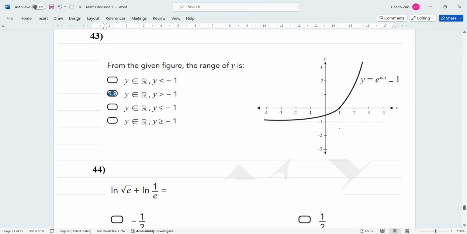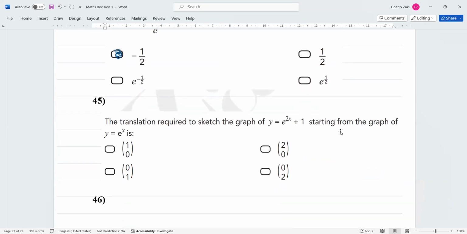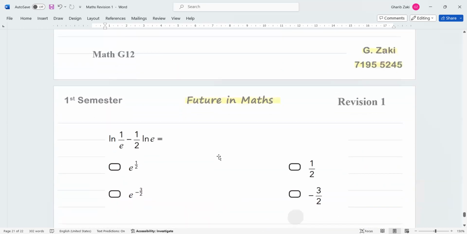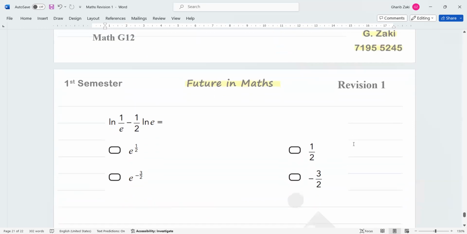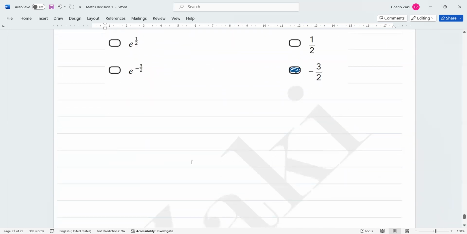And 44 here, the answer is minus half. Just to simplify, if you have any doubt, I can solve with you, or I can give you the answer on WhatsApp. Also, this is the answer. It is translation 0 and 1. Last thing, 46 here, the answer is minus 3/2.